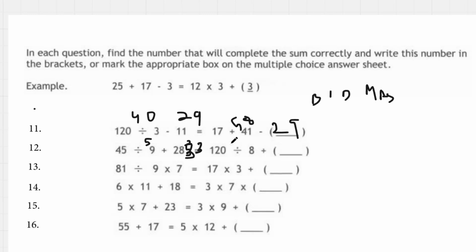Then 120 divided by 8 will be 15. And then 15 plus 18 will be 33. 81 divided by 9 is 9, times 7 is 63. And then 17 times 3 will be 51 plus 12.